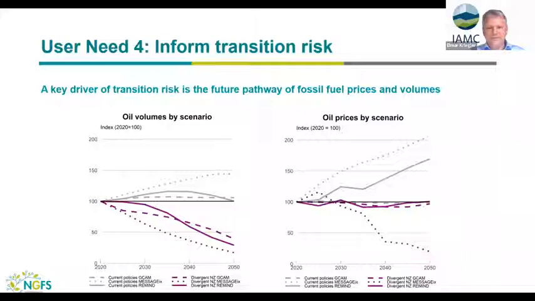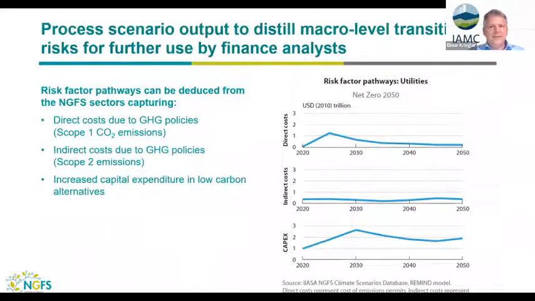but also other things like shifts in investments from high carbon to low carbon activities, as well as CO2 pricing are important risk factors. So what we did was, not only in this project, but also from another project, we developed a framework where the risk elements in the scenarios were distilled into so-called risk factor pathways that would provide for a given sector, like the utility sector, 3 levels of risk. One is the direct costs due to greenhouse gas policies. So that is the CO2 price risk that you would have as a markup on your product.